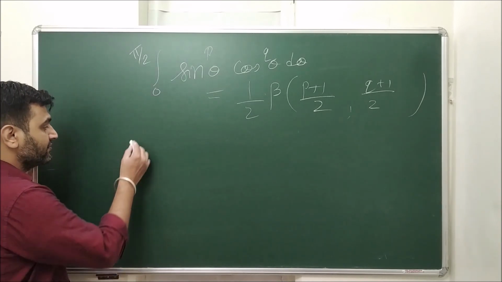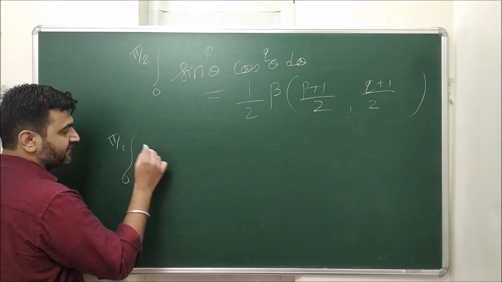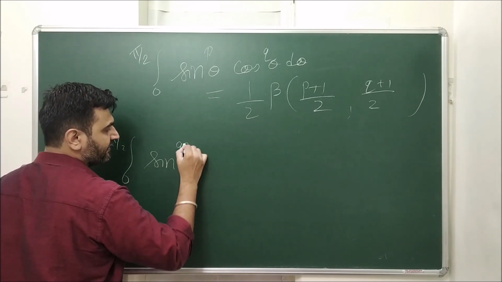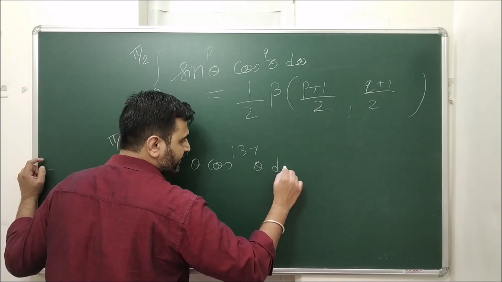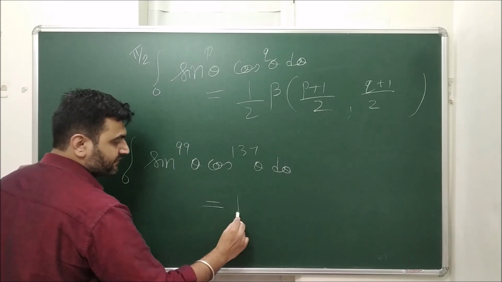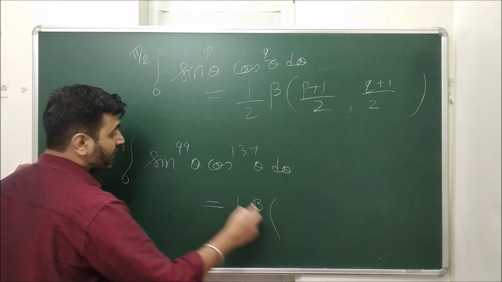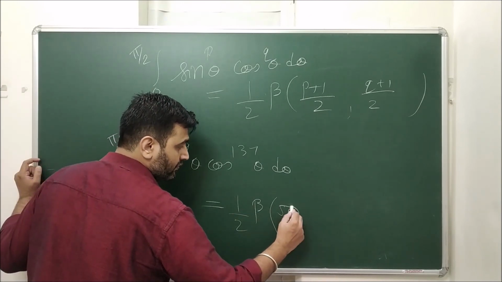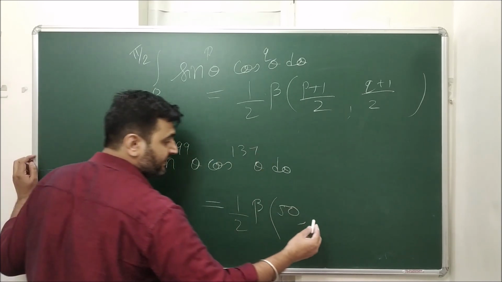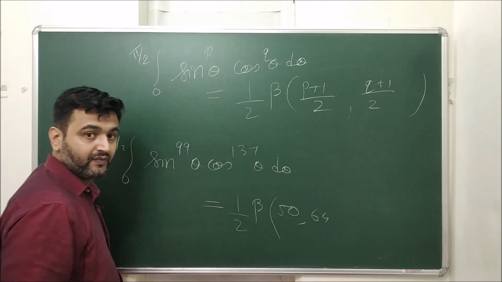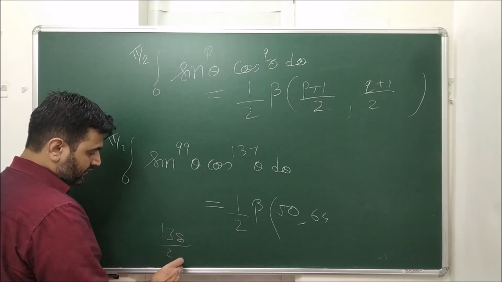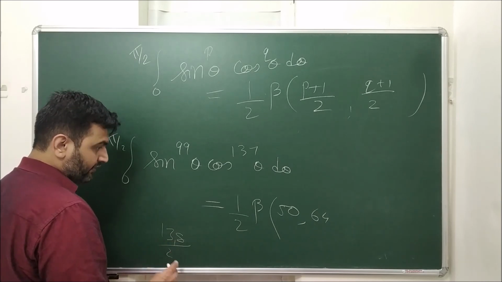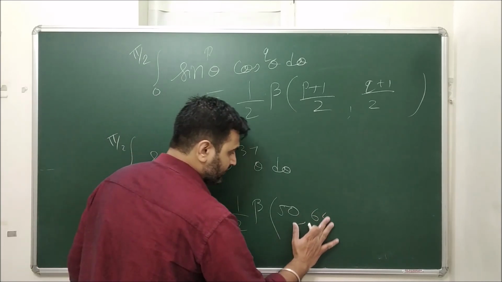And now see, thanks to this, I can easily solve this question. If someone asks you what is the integral of sine raised to 99 theta, cos raised to 137 theta d theta. What is this? 1 by 2 beta of p plus 1 by 2, 137 plus 1 by 2. Right? 100 by 2 is 50, and 138 by 2 is 69.